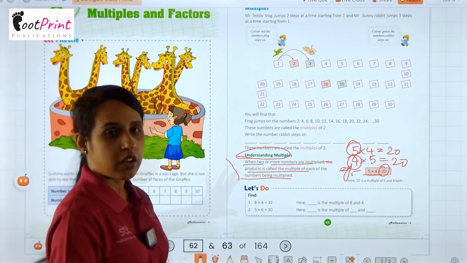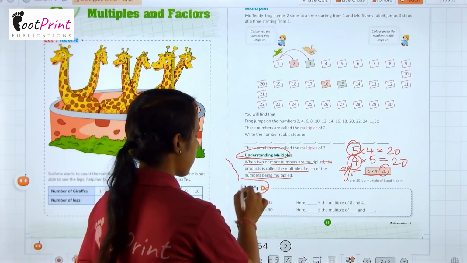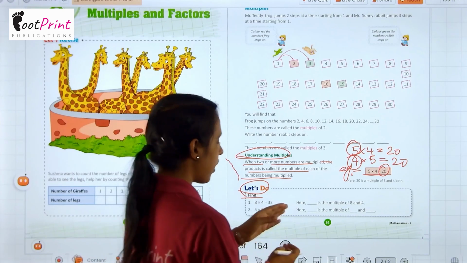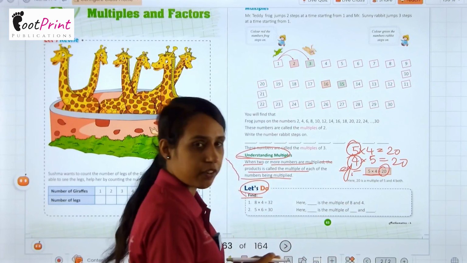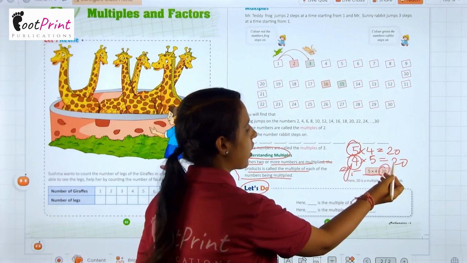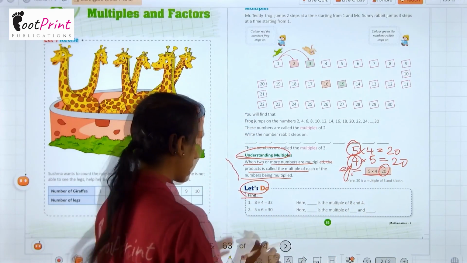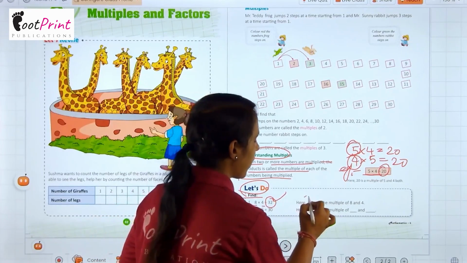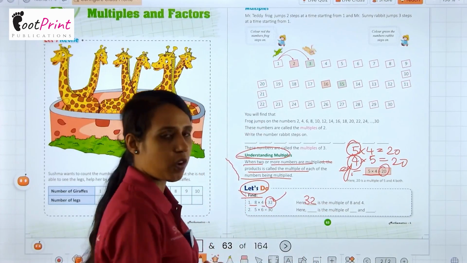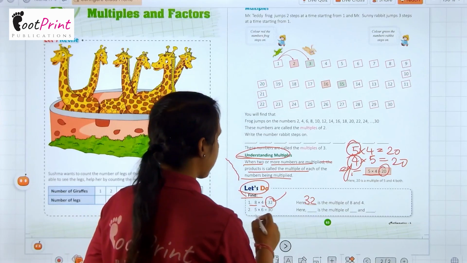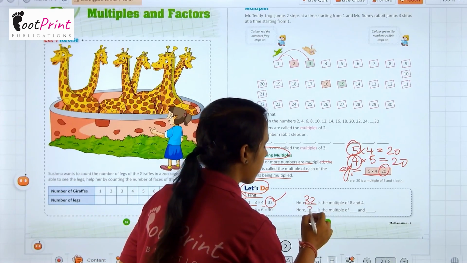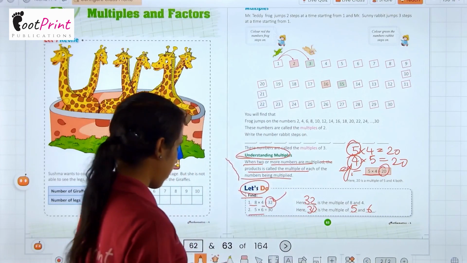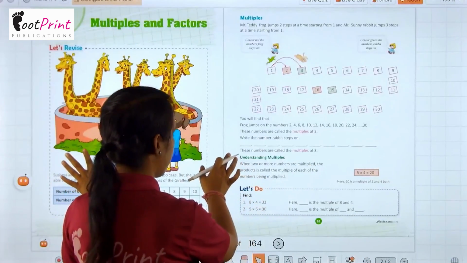Clear to all? Now let's do this exercise. Find 8 into 4 equals to 32. Here dash is a multiple of 8 and 4. तो अभी हमने देखा जैसे 20 का मल्टीपल 4 और 5 दोनों. It's like that, 32 is also the multiple of 8 and 4. So here 32 is the multiple of 8 and 4. Just like that, 5 6s are 30. It means here 30 is the multiple of 5 and 6. Okay. Now we will move to the next page.